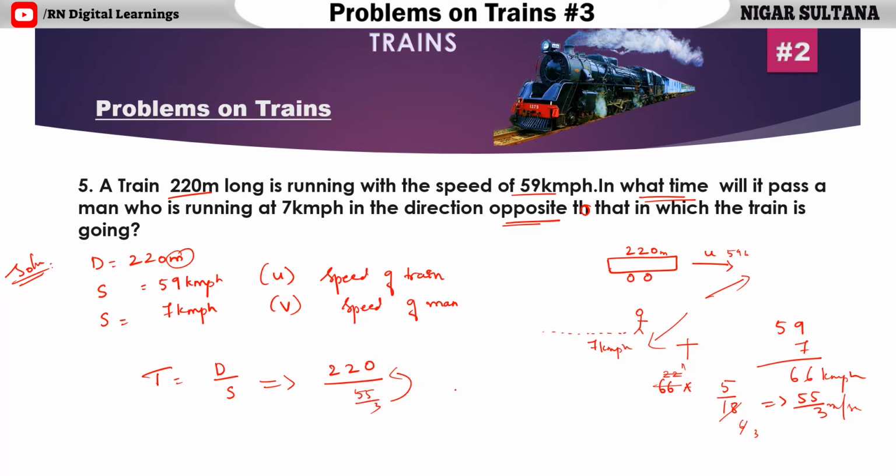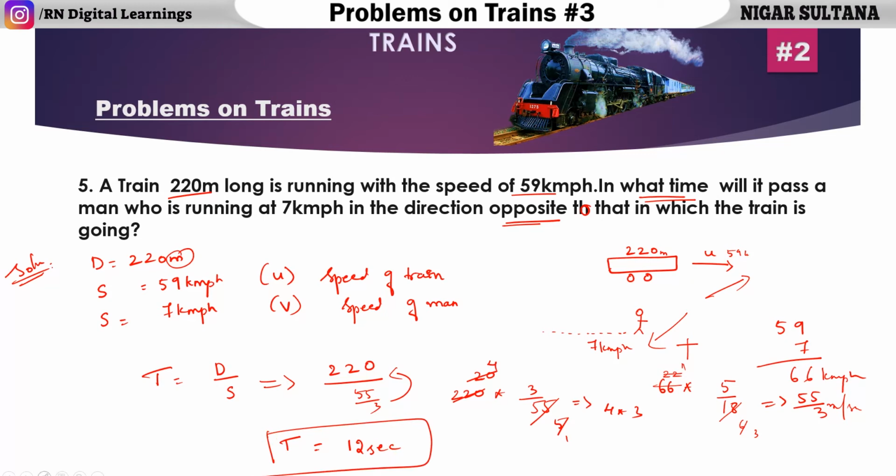Now let's take this into 3 by 55. 11 5s are 55, 11 20s are 220. 5 1s are 5, 5 4s are 20. So the value is 4 into 3, that is 12. T is equal to 12 seconds.